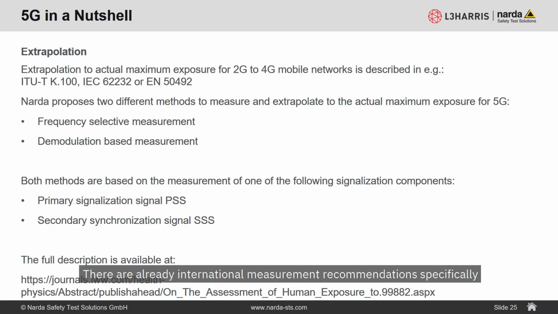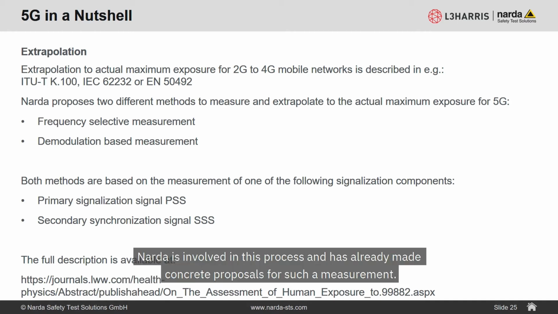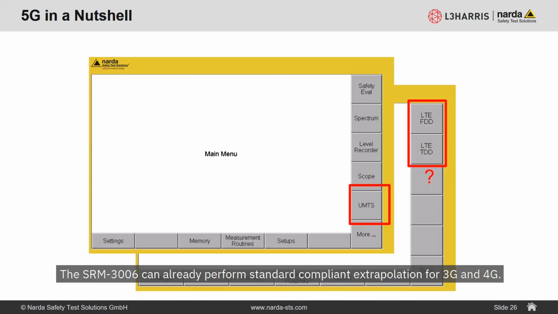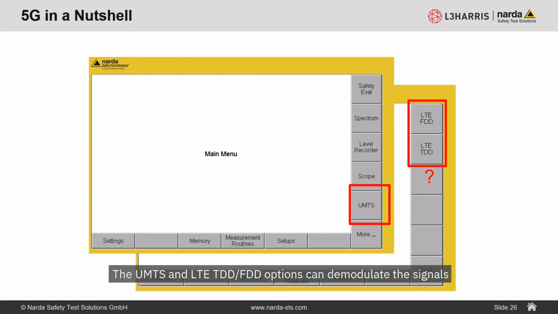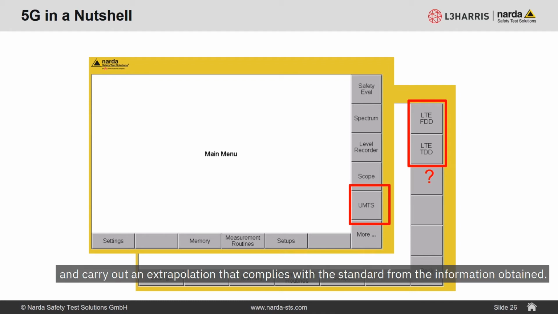There are already international measurement recommendations, especially for 3G UMTS and 4G LTE networks, that have been issued by the ITU and the IEC. A measurement recommendation for 5G new radio is being developed. Narda is involved in this process and has already made concrete proposals for such a measurement. The SRM 3006 can already perform standard compliant extrapolation for 3G and 4G. The UMTS and the LTE TDD and FDD options can demodulate the signals and carry out an extrapolation that complies with the standard for the information obtained.